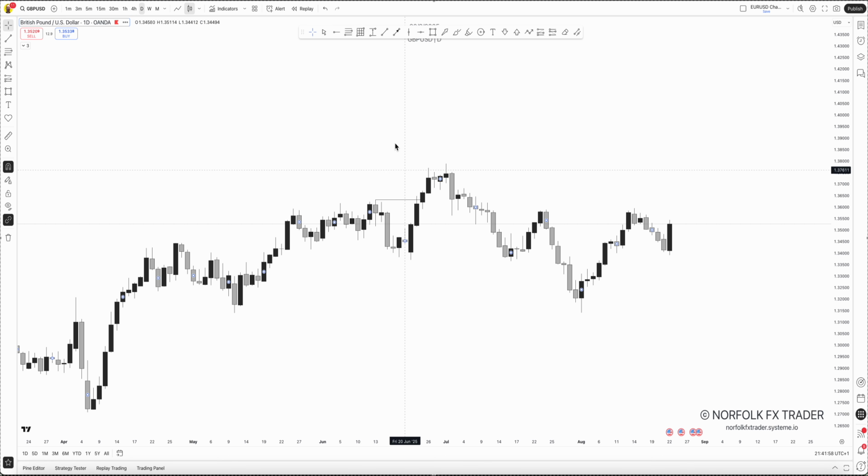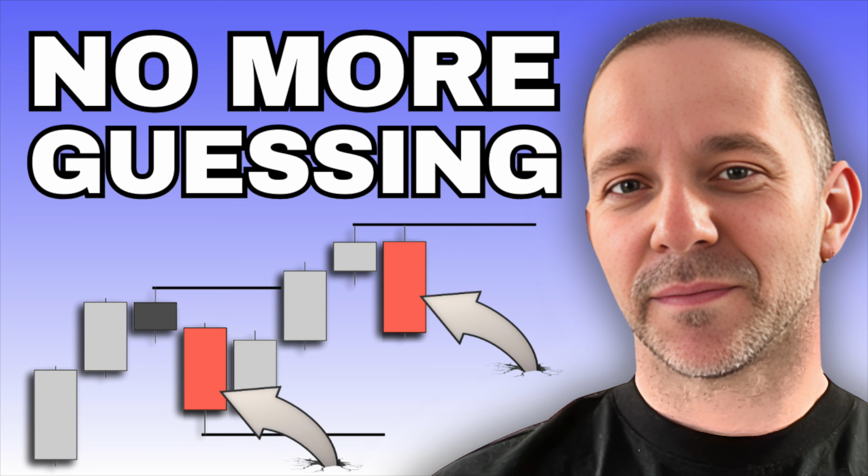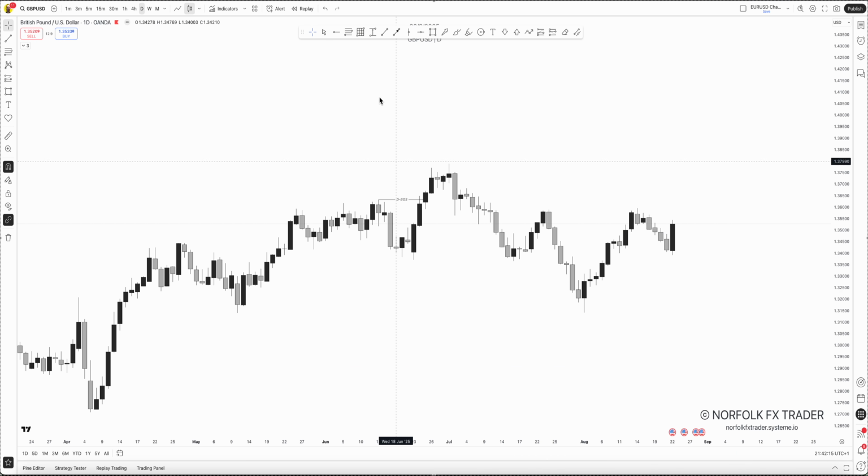Now, don't worry too much if you're not sure about what creates a valid break of structure, because at the end of this video, there will be a next video for you to watch to understand it step by step, exactly how we look at actually marking up this structure. So there's our first break of structure.